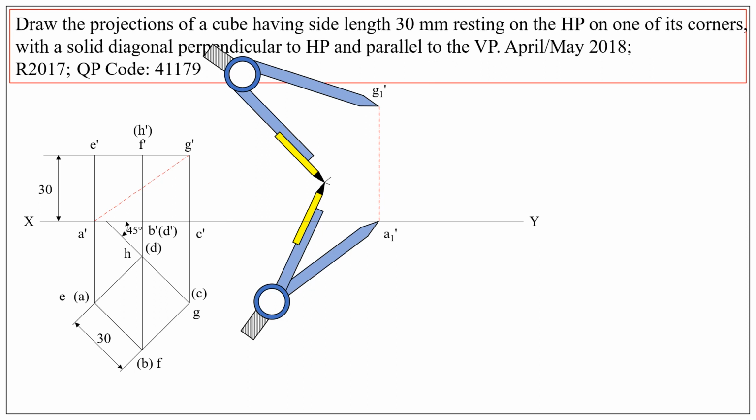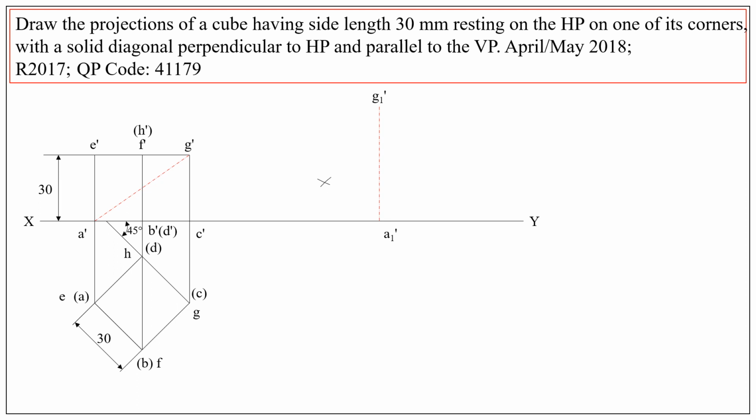So the two arcs intersect at a point, and that point is E1 dash. So A1 dash, G1 dash, E1 dash. So A dash to E dash. Therefore, join A1 dash and E1 dash. Similarly, join G1 dash and E1 dash. On the same principle, obtain the point C1 dash, this point. So the rectangle is reoriented such that the solid diagonal is perpendicular to the horizontal plane.